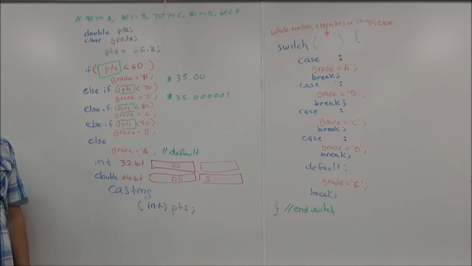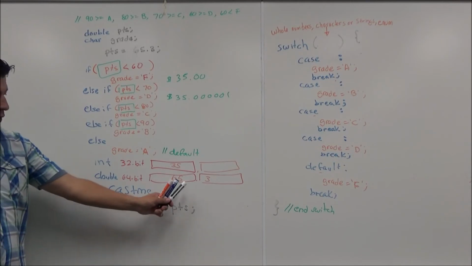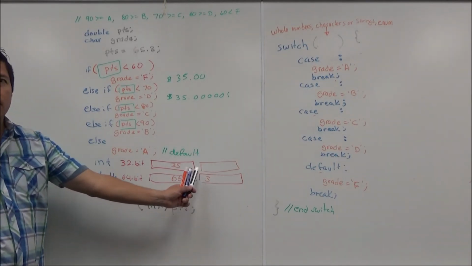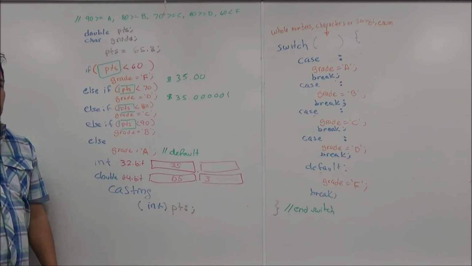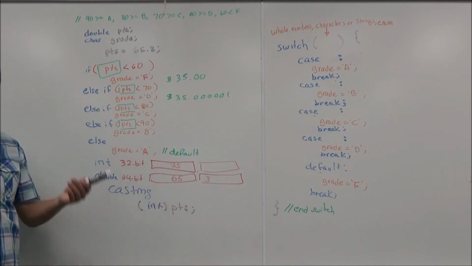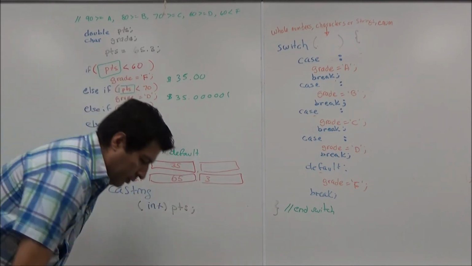Does it only round down when you put it as an integer, or will it also round up? No, what's happening? You drop the last 32 bits. This doesn't get changed. You just drop that. That's what it's doing. Just drop the decimal.